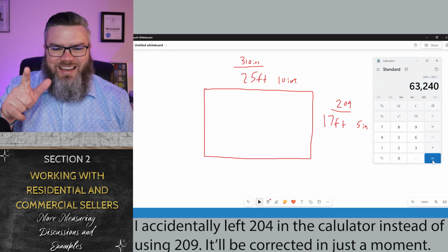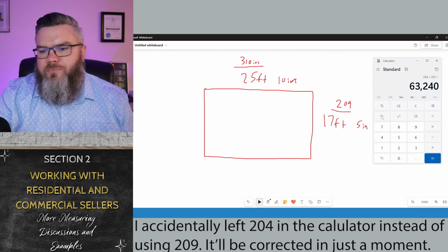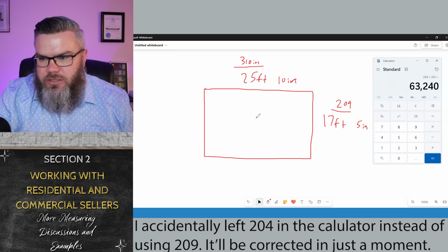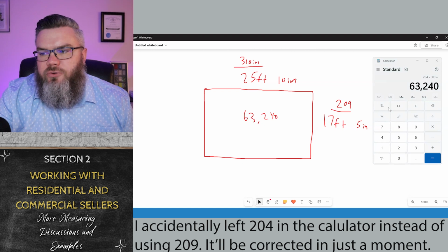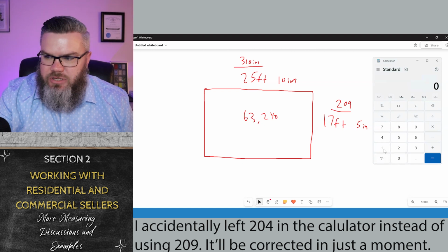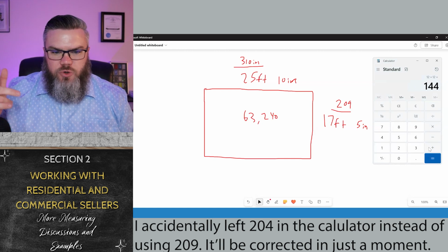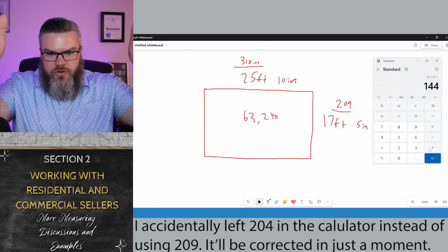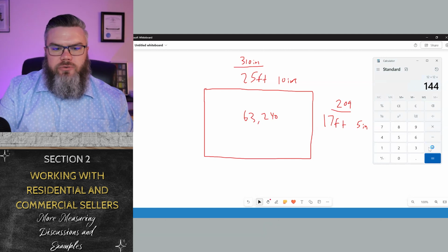Now, folks, here's the thing that throws people off. If we wanted this in square feet, I'm going to write this number down so you can think about this. This is square inches. 63,240 square inches. 1 square foot is the same as saying 12 inches by 12 inches. So 1 square foot is 144 square inches. Does that make sense? Because there's 12 inches in a foot, 12 inches in a foot. So 1 square foot is equivalent to 144 square inches.